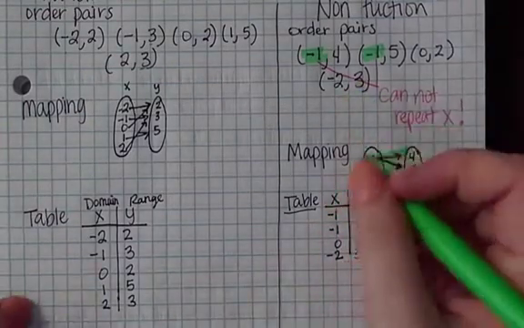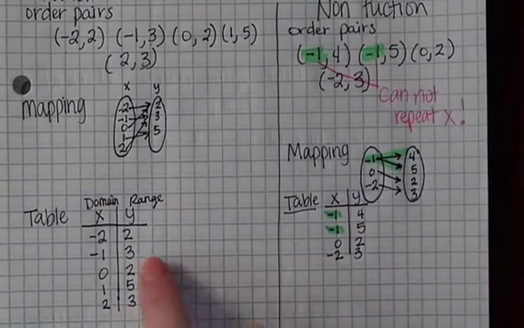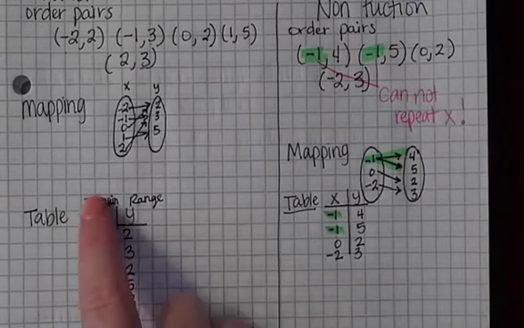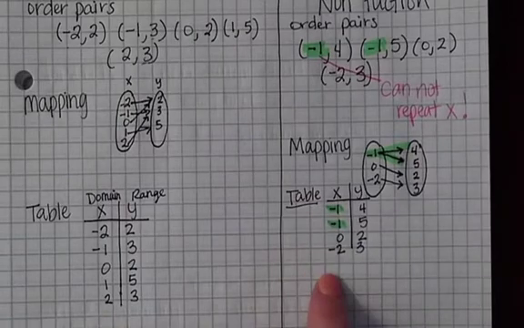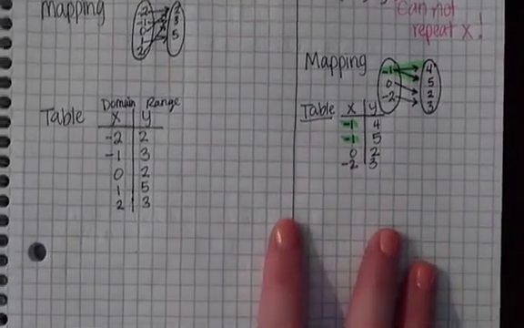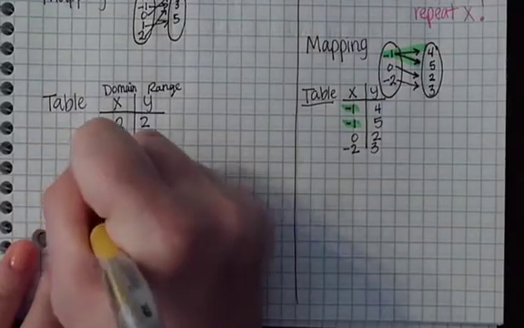So again, there's a repeat in the X column. Notice there's a repeat in this Y, but we don't care about Y. All we care about is the X. No repeating X. This one has a repeating X. That's why this one's not a function. Okay, last part is our graph.